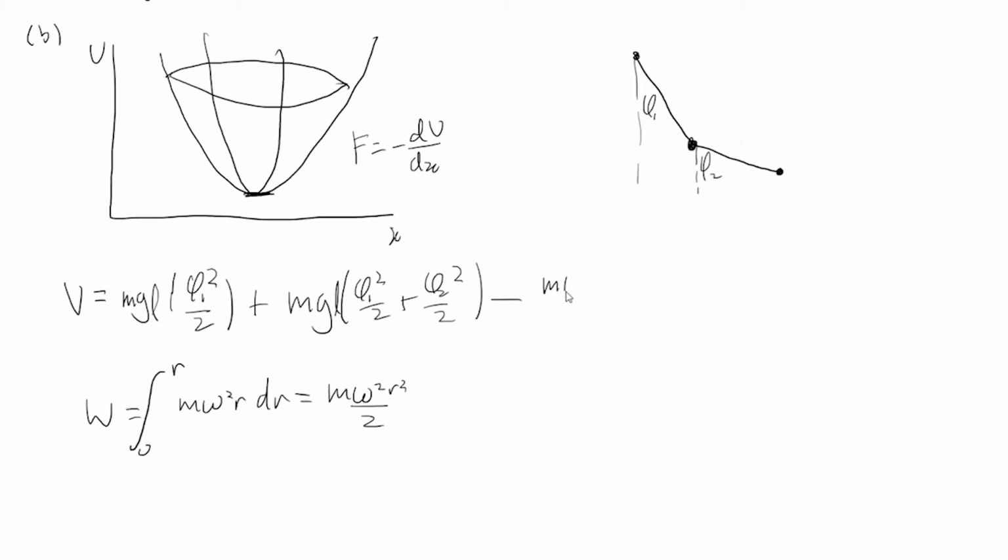So, m omega squared over 2, and then we can write r squared for each of these. For the first one, it's the lowest order, it's L phi sub 1, so it's L squared phi sub 1 squared. And for the second one, it's L phi sub 1 plus L phi sub 2, squared, which we can expand as L squared times phi sub 1 squared plus 2 phi sub 1 phi sub 2 plus phi sub 2 squared.